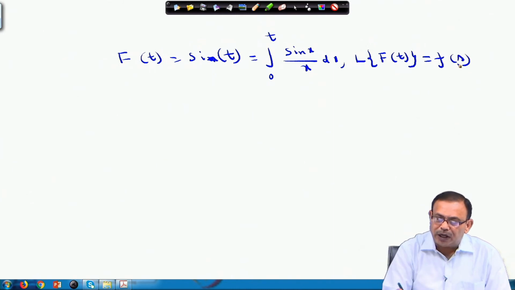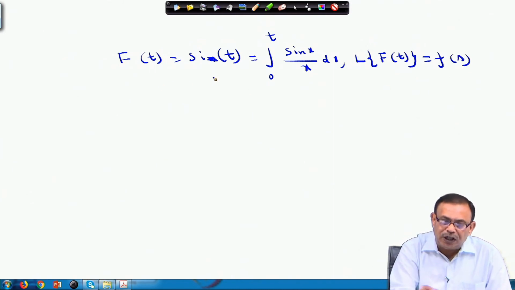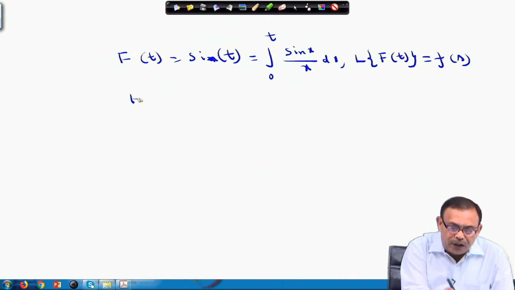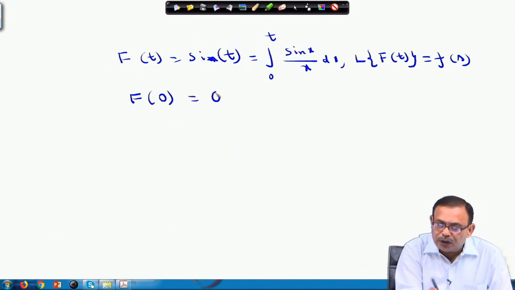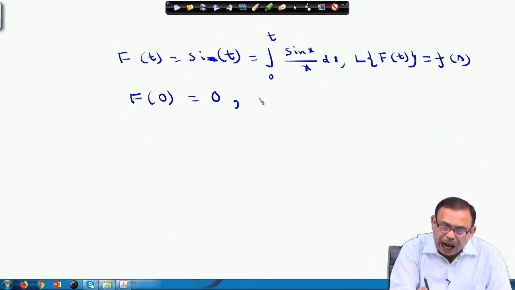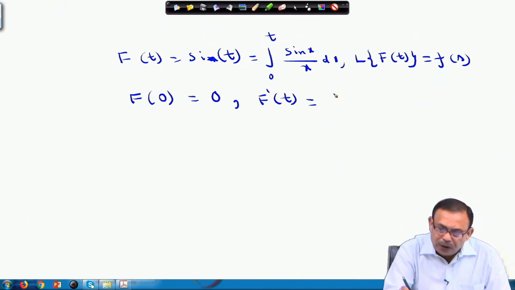This you can always assume. So, your function is f(t) equals the sine integral function, that is the integral from 0 to t of sin x by x dx. From here, if you try to calculate f(0), your f(0) will be equal to 0. From this integral you can always write f(0) equals 0, and your f'(t) is equal to sin t by t.